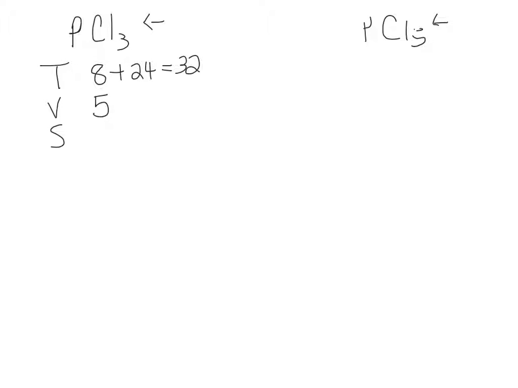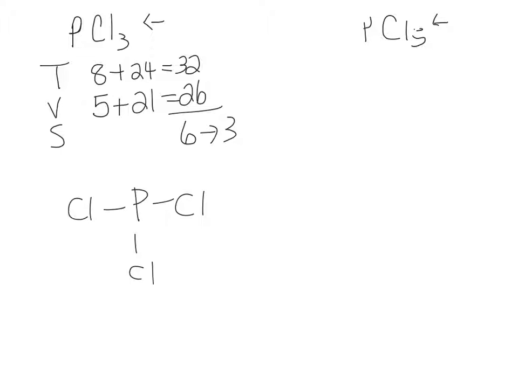Valence, phosphorus brings 5. Chlorine brings 7. There's 3 of them, so 21. So we've got a total of 26 electrons. So the difference, the shared, is 6 shared or 3 bonds. Three bonds. So now I've used 6 electrons. I had 26 valence. So now I need to place the rest of my valence electrons.